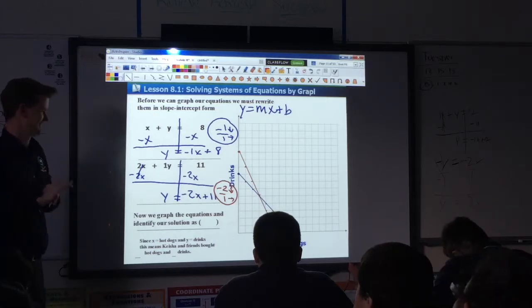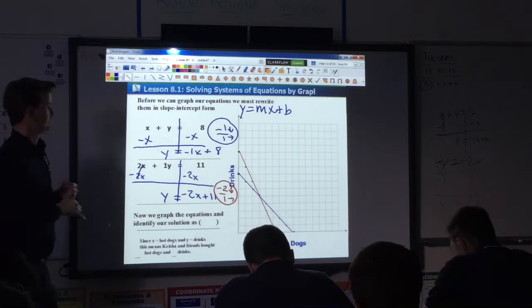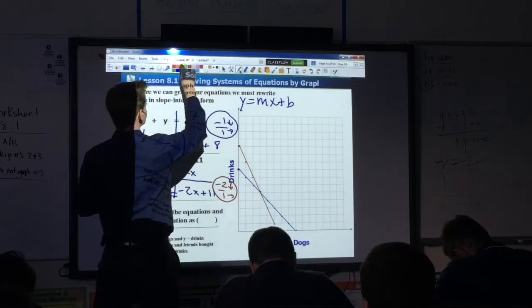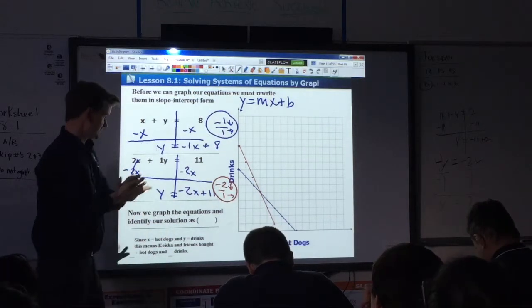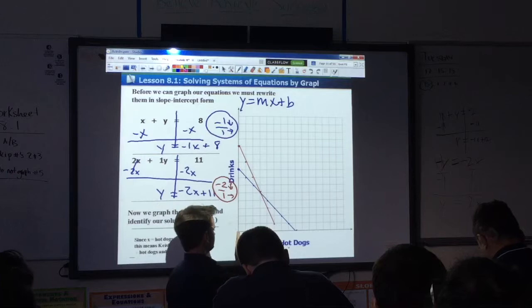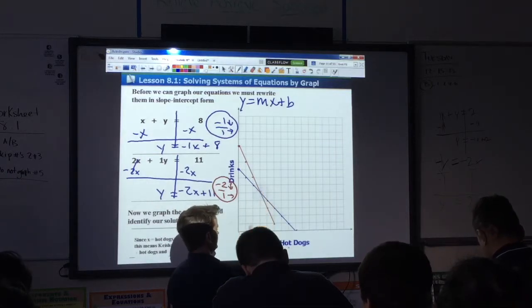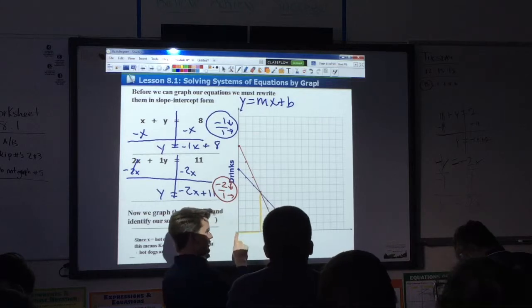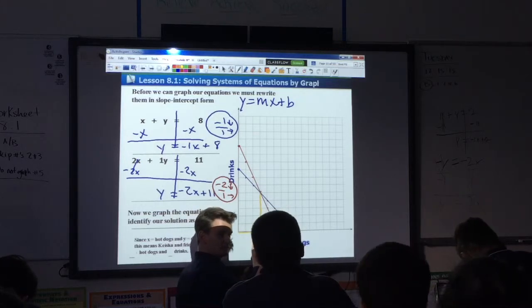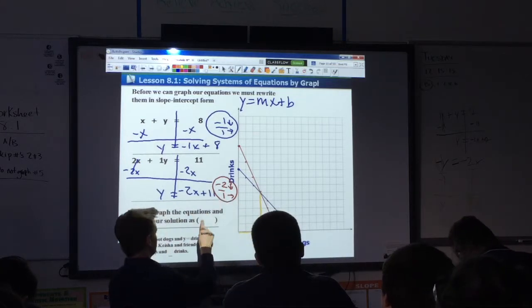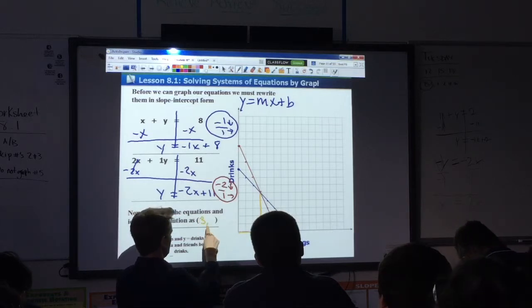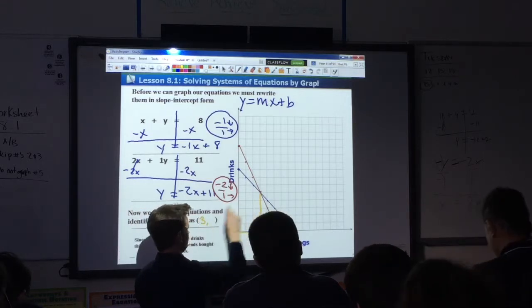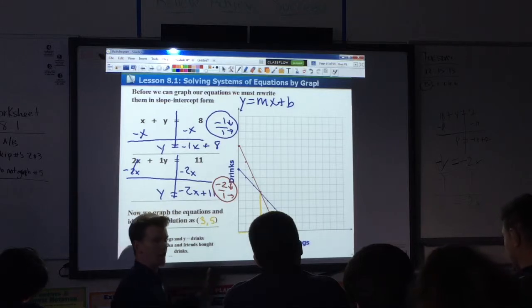Matthew, what's the point of intersection? 3, 4. Let's check that out. So we start here at the origin. I'm trying to go from here to here, right? Starting at the origin, how many spots to the right do I have to go? 3. So that's going to be 3, comma, and I have to go up 1, 2, 3, 4, 5. 3, comma 5.